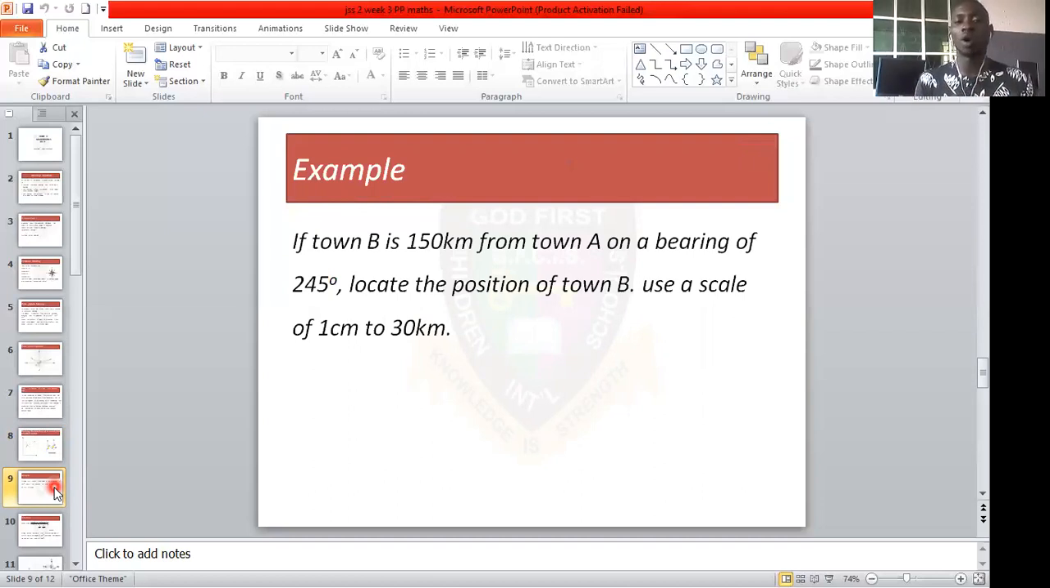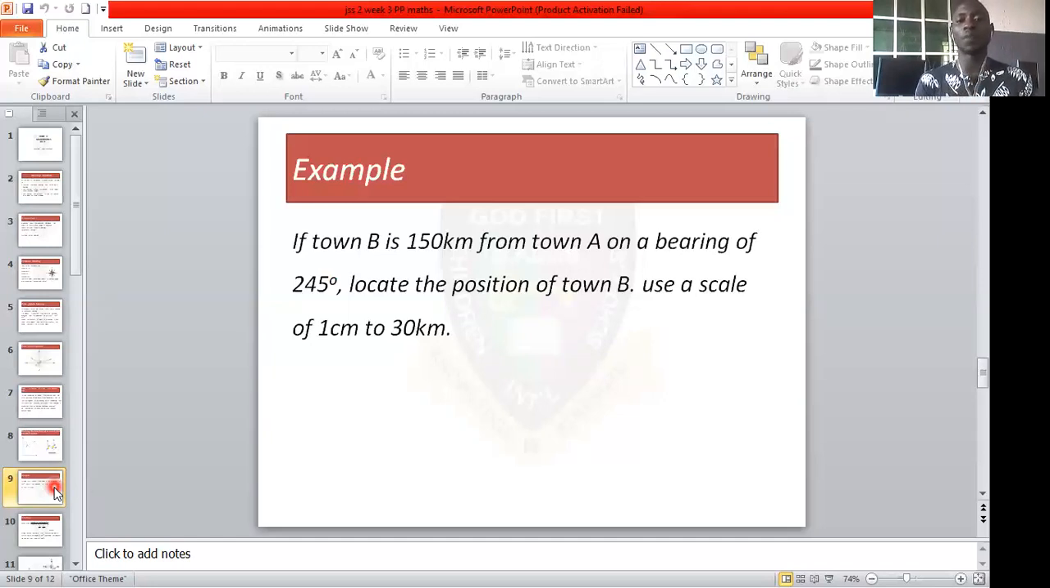Use a scale of 1 centimeter to 30 kilometers. I already told you we will be using scale drawing to calculate the distance and the bearing here. And remember, your scale is given as length on scale drawing over length on actual object. Scale drawing is a representation of an actual object on paper or on a sketch. You just sketch an actual object using a scale measurement. So we've been given a scale of 1 centimeter to 30 kilometers.